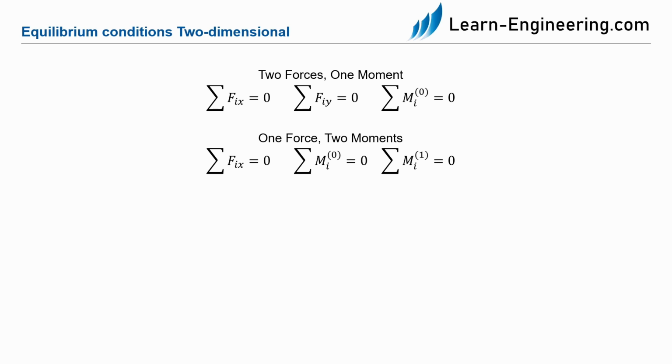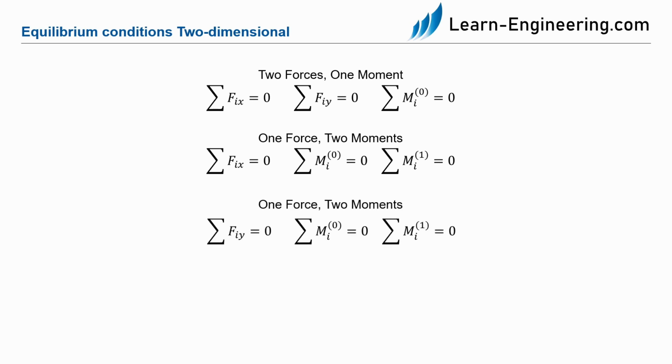So the sum of all forces in x direction is 0, the sum of all moments around point 0 is 0, and the sum of all moments around point 1 is 0. We then also have an equilibrium as in the first equation. The same is true if we calculate the sum of all forces in the y direction instead of the sum of all forces in the x direction.